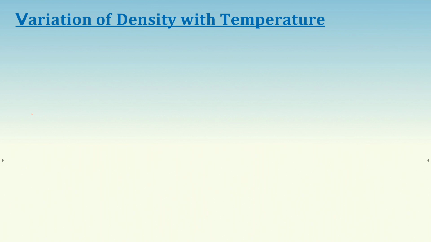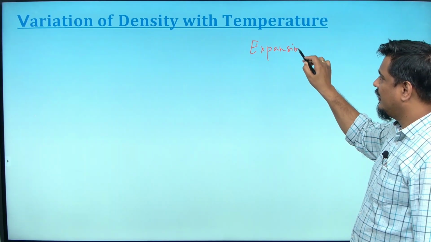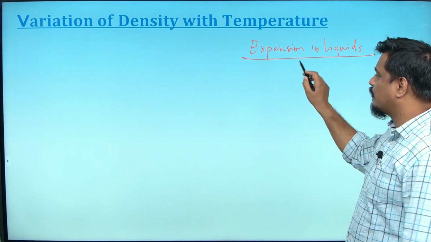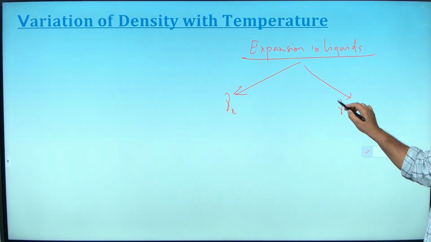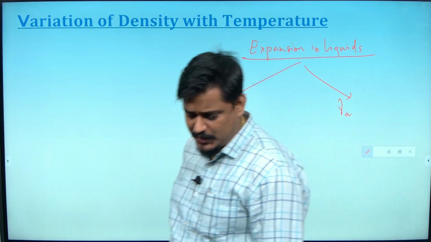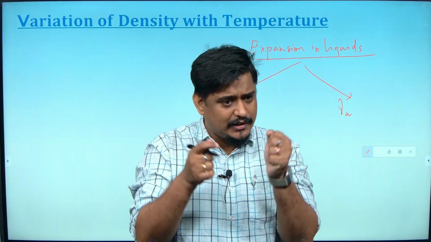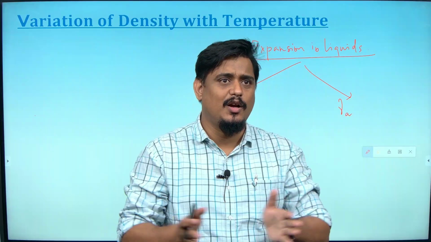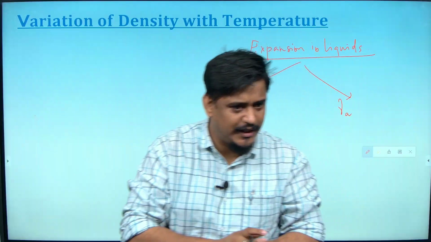So let me talk about the expansion in liquids. There are two types of coefficients. One is called gamma R, one is called gamma A. I will talk about both. In the case of solid, I took the solid, heated it, it expanded, and we saw initial volume as L cube, final volume as L dash cube, and its expansion is V dash minus V, delta V, right?